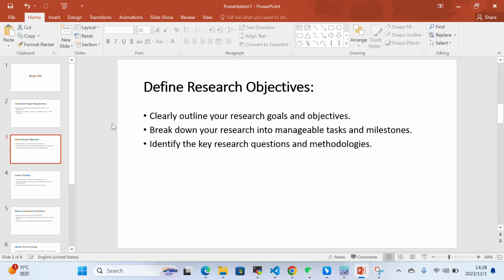Define research objectives. In your research plan, you should clearly outline your research goals and objectives. Break down your research into manageable tasks and milestones. Identify the key research questions and methodologies.